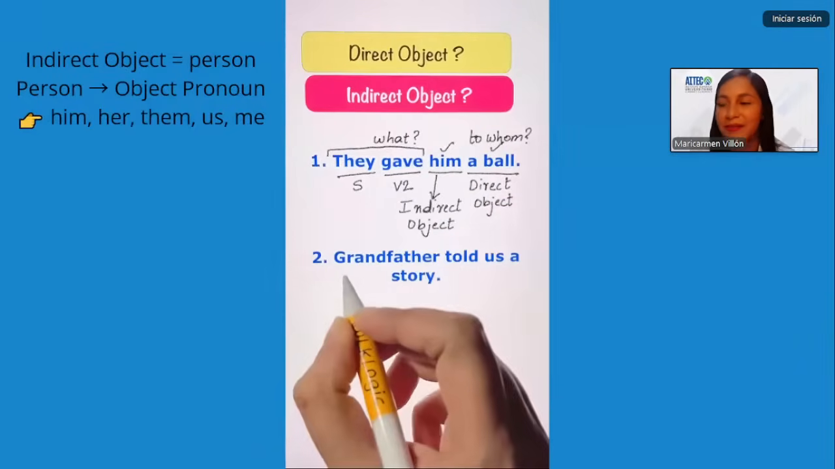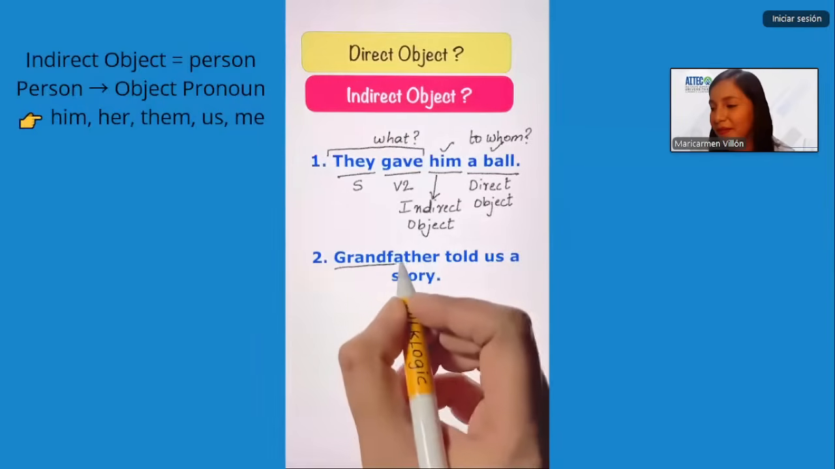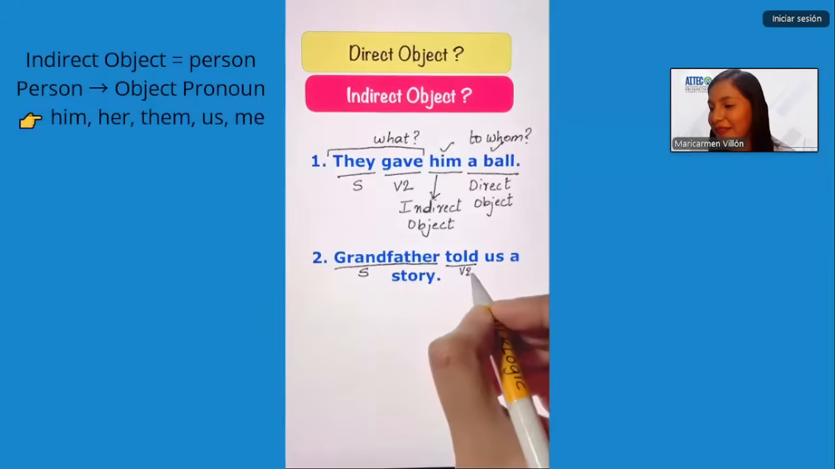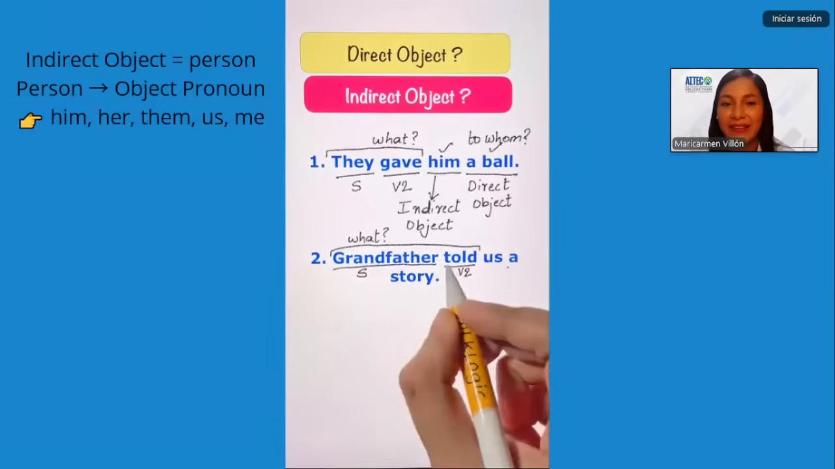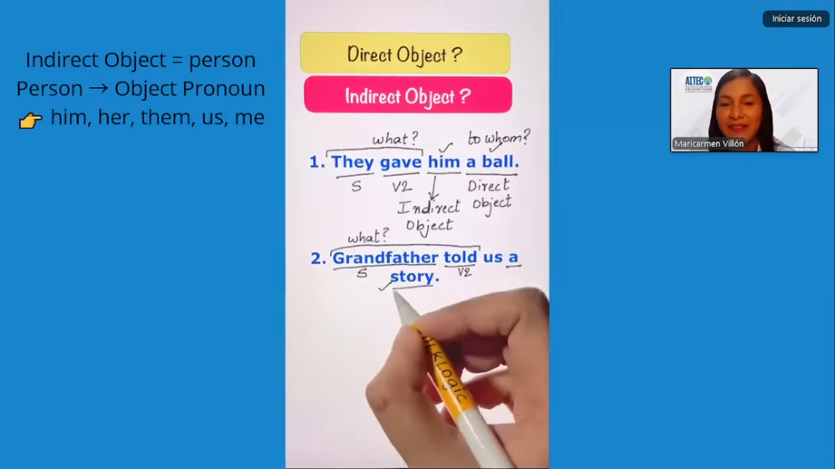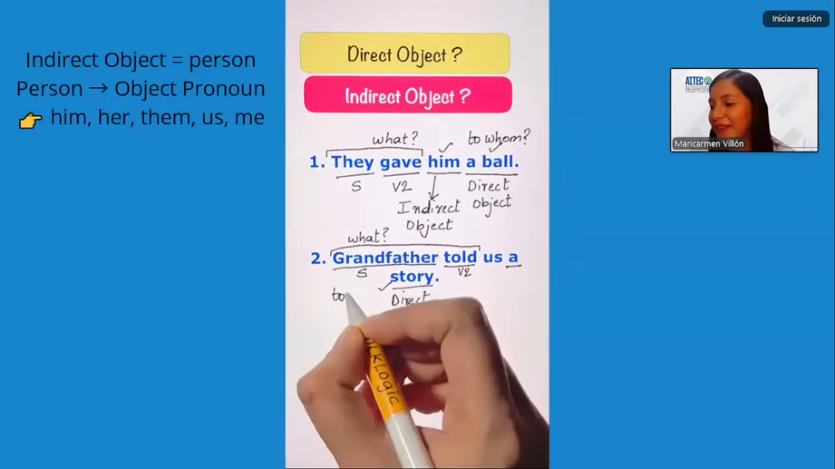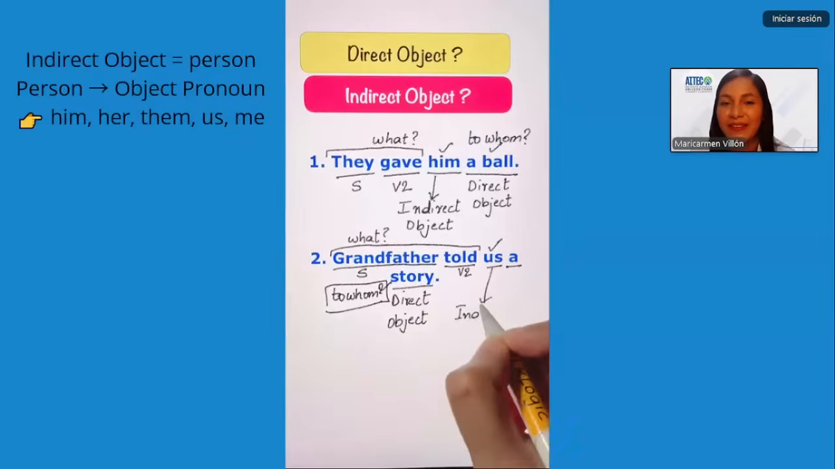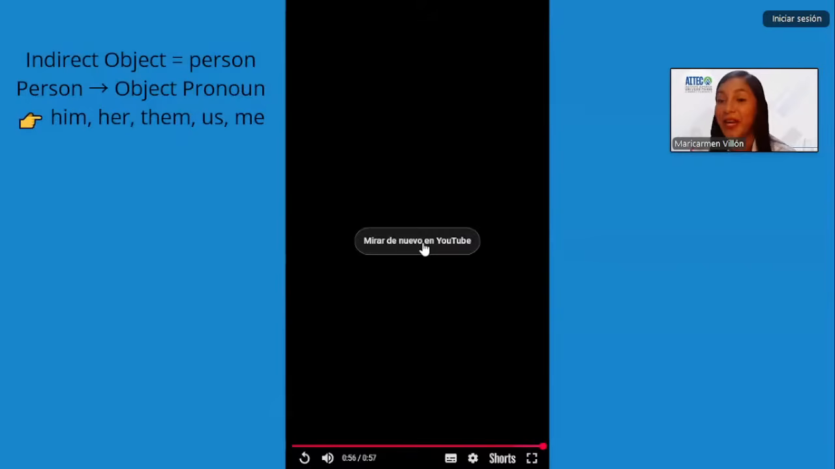Second one, grandfather told us a story. So here grandfather is the subject, told is the second form of the verb, and what did the grandfather tell? He told a story. So story is the direct object. And to whom did he tell the story? To us. So us is the indirect object. Oh, very good. I'm going to repeat this again so it will be clear.